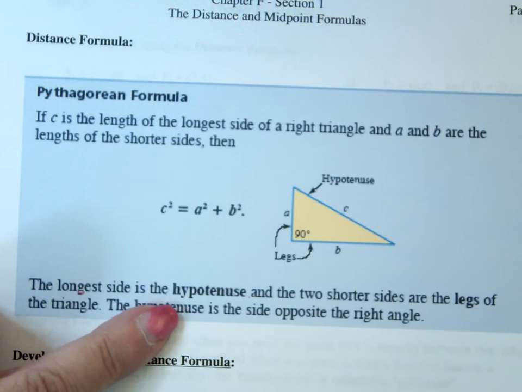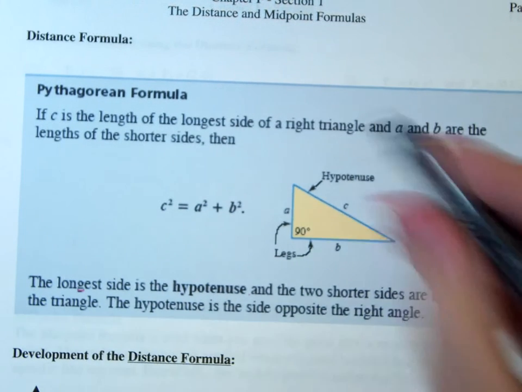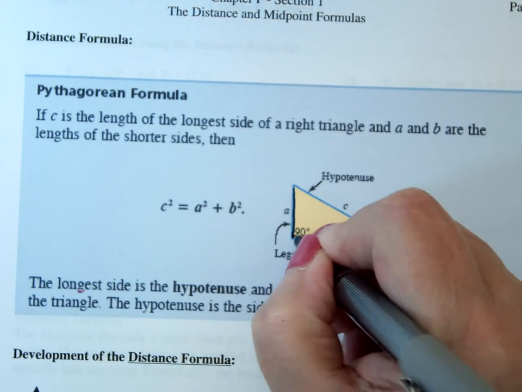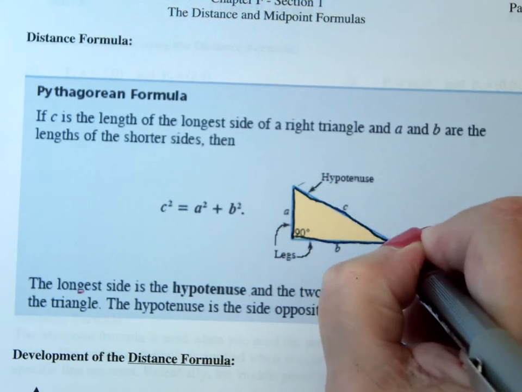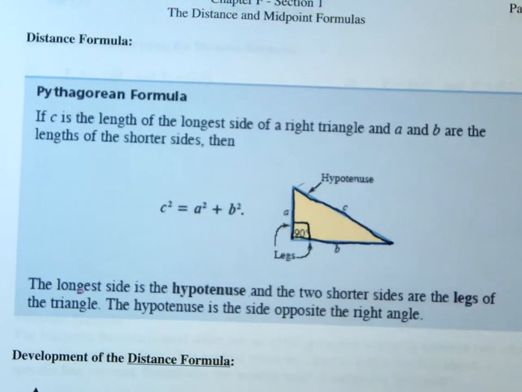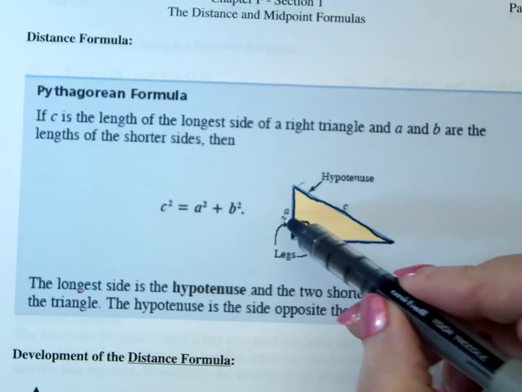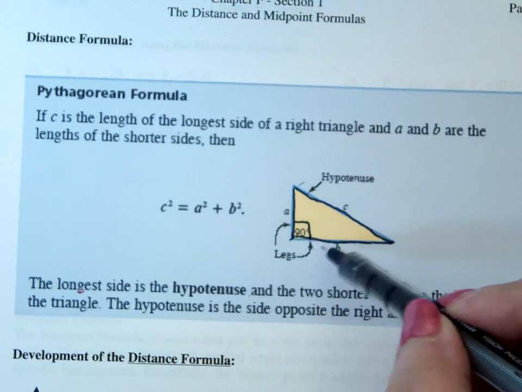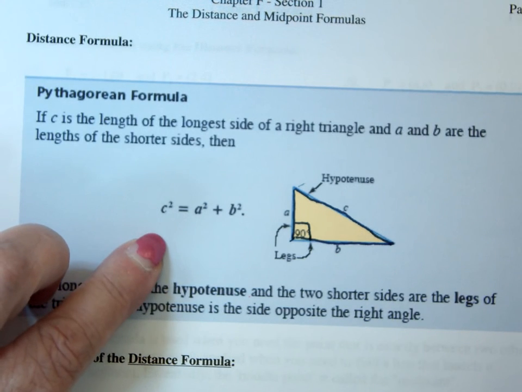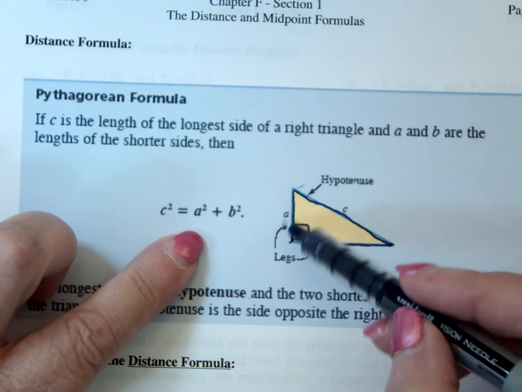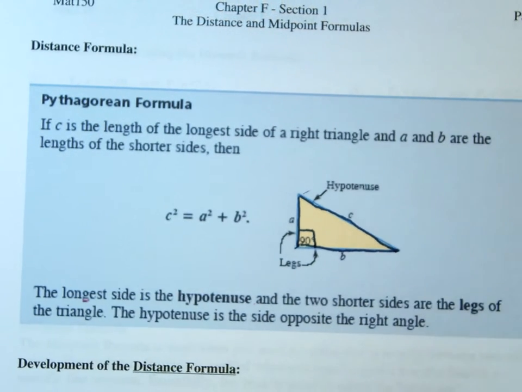We remind ourselves there's such a thing called the Pythagorean theorem. The Pythagorean theorem says that if you have a right triangle, and that's what this is, and normally we denote it like this, the longest side is called the hypotenuse. The two legs, with lengths A and B, are called legs. Pythagoras said that the square of the hypotenuse is equal to the sum of the squares of the two sides.